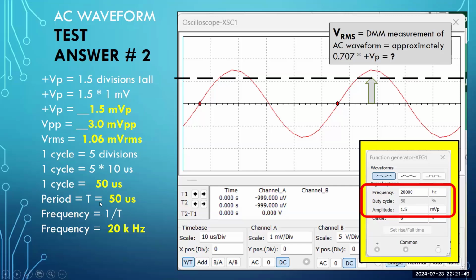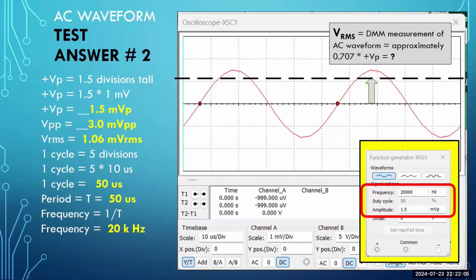Period, which is the time for 1 cycle, is 50 microseconds. However, frequency is calculated as the reciprocal, 1 over t, 1 over 50 microseconds, and that does calculate to be 20 kilohertz.